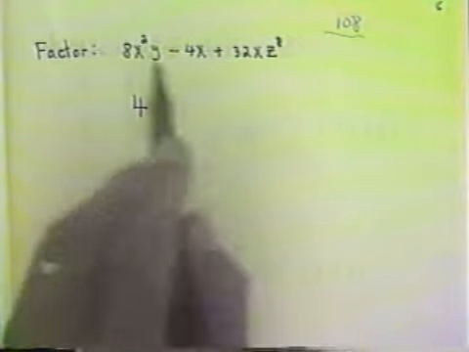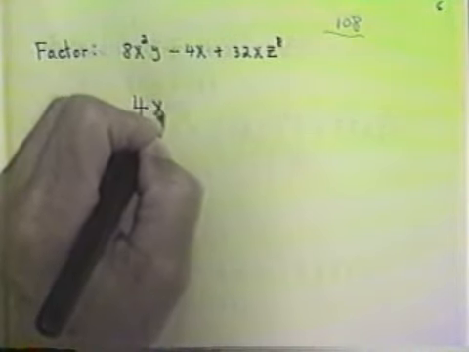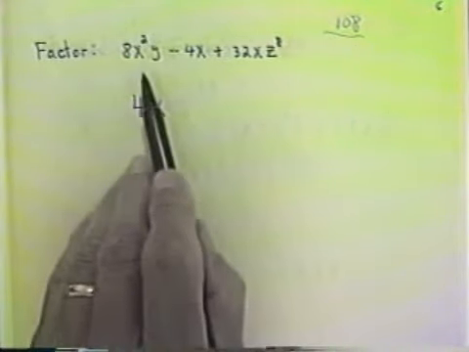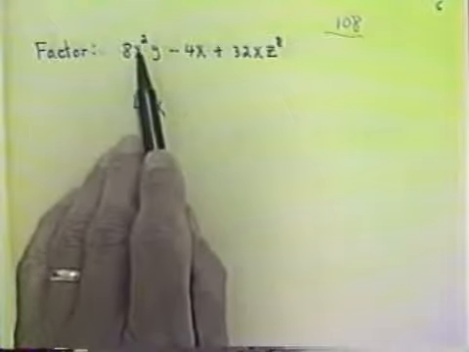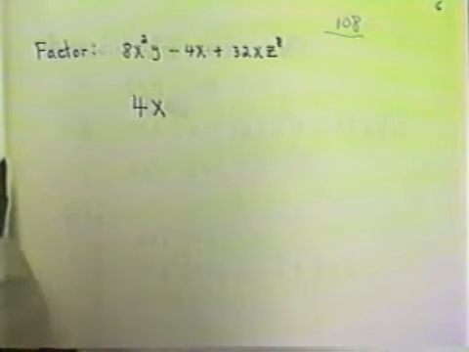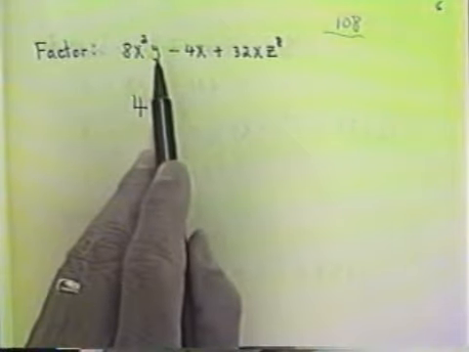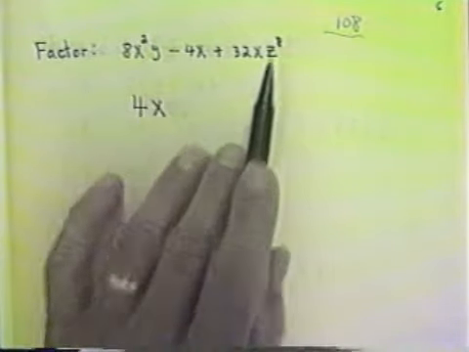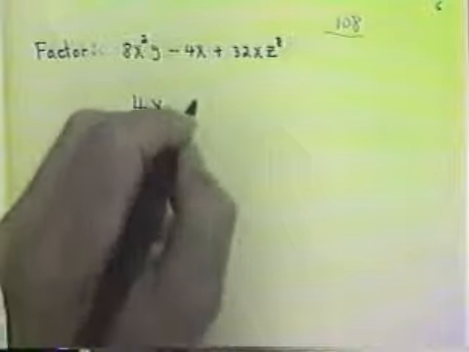Notice that all three terms have an x in common. If I take x raised to the smallest exponent, it would be x to the first, because I have x squared, x to the first, and x to the first. That's really all they have in common. This one has a y, but the others do not. This one has a z, the others do not.